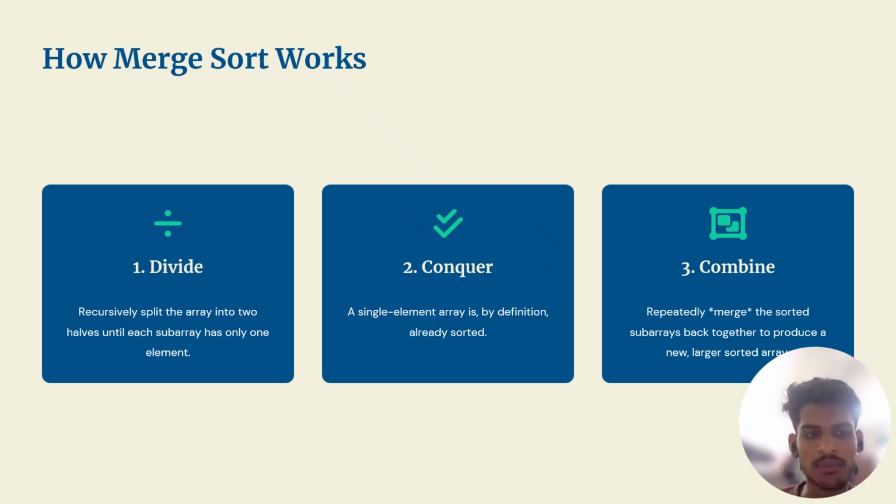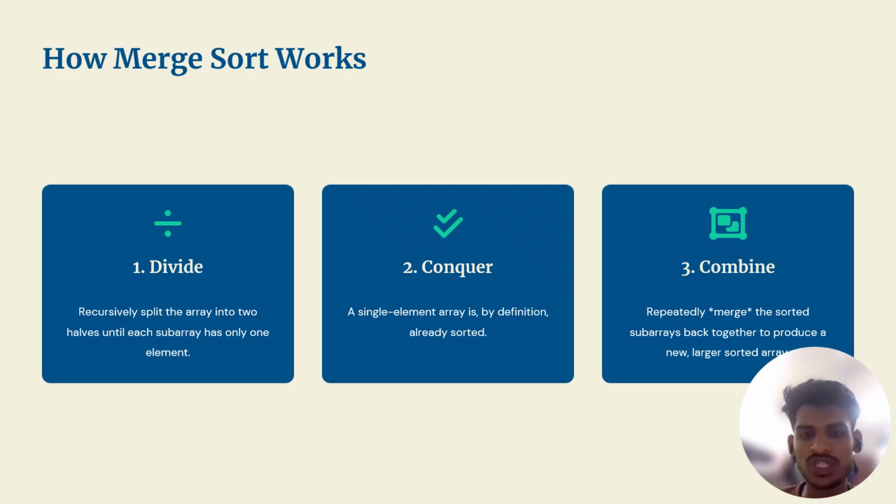Now I will explain these three basic blocks in the divide and conquer method. First one is the divide method, second one is the conquer method, third one is the combine method. First we perform the divide step. The method works by recursively splitting the array into two halves. We keep dividing the array again and again until each subarray contains only one element. Why? Because an array with one element is automatically sorted. So breaking the large problem into tiny pieces makes sorting easier later.